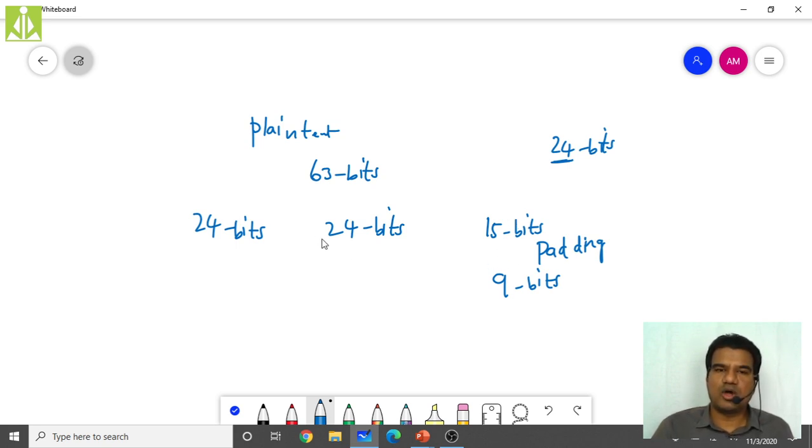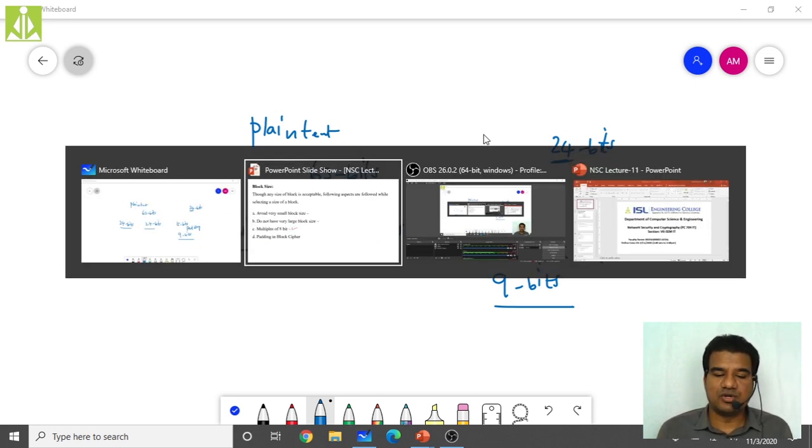So now how many blocks do we have? 24-bit, 24-bit and 24-bit. Total 3 blocks. I have to process 3 blocks to get the cipher blocks before we send them to the end user or the destination. In this way we are converting plain text into plain text blocks.